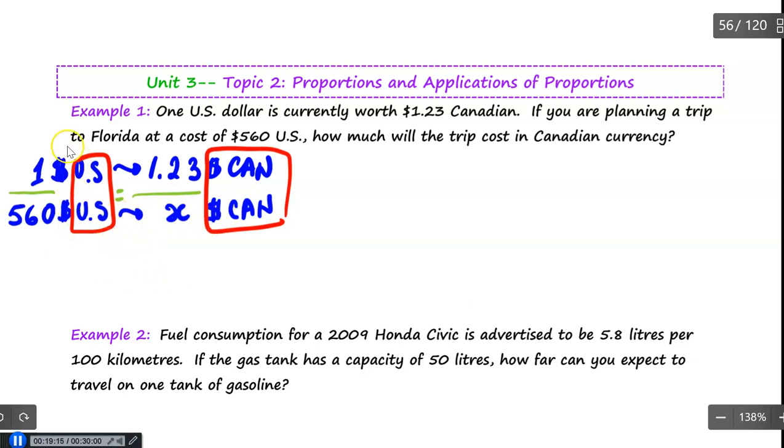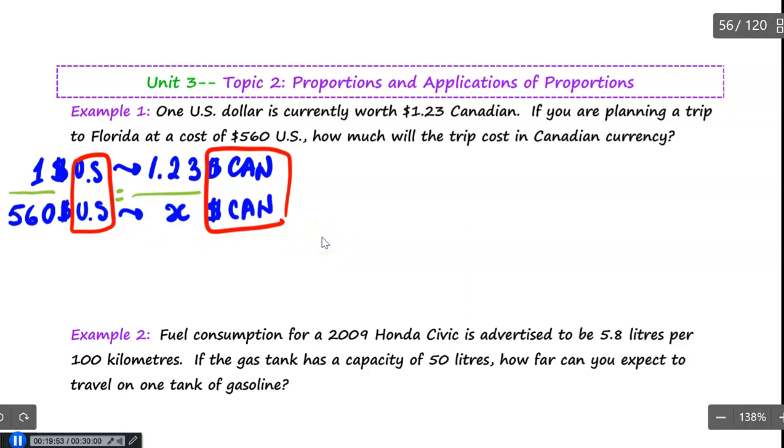A proportion is two ratios equal to each other. And what is a ratio? A ratio has to have the same unit: a fraction with a numerator and a denominator representing the same quantity of the same unit. So you put US with US, Canadian dollar with Canadian dollar, and you form a proportion in order to solve for X.